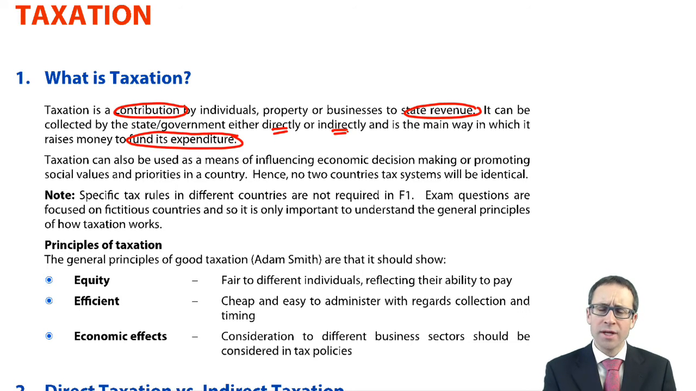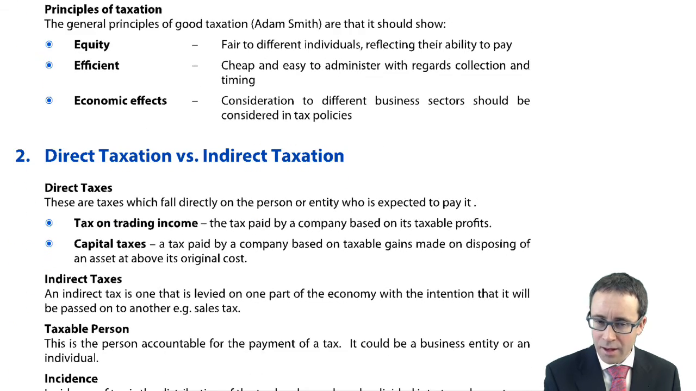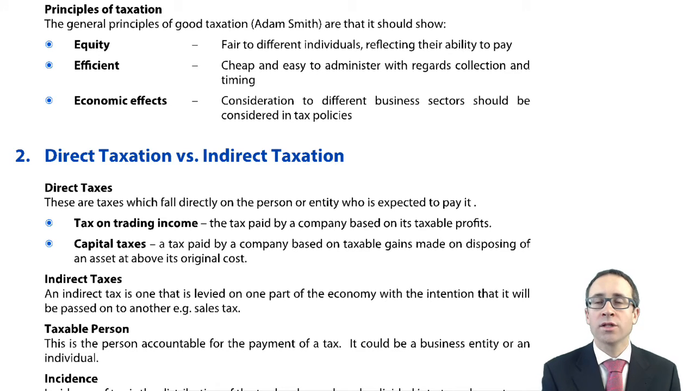Okay, and those general principles are backed up by a chap called Adam Smith. What Adam Smith says about the general principles of good taxation, I think you should learn these, because it will be a good non-computational aspect within any objective test question, asking you what are or aren't good principles of taxation.